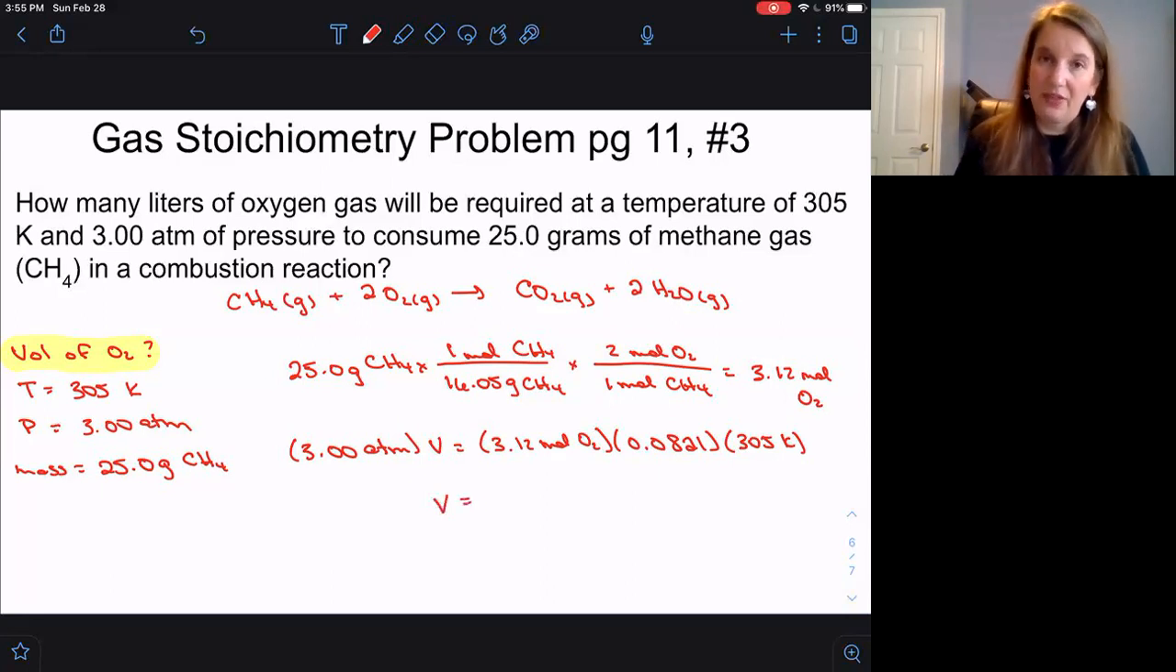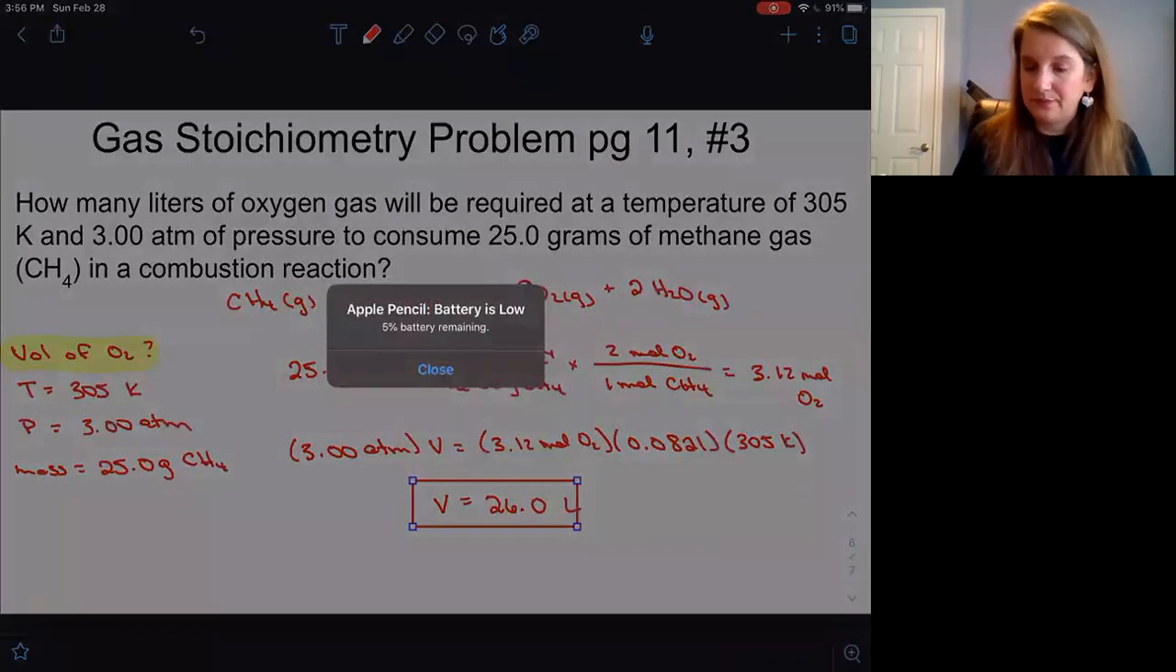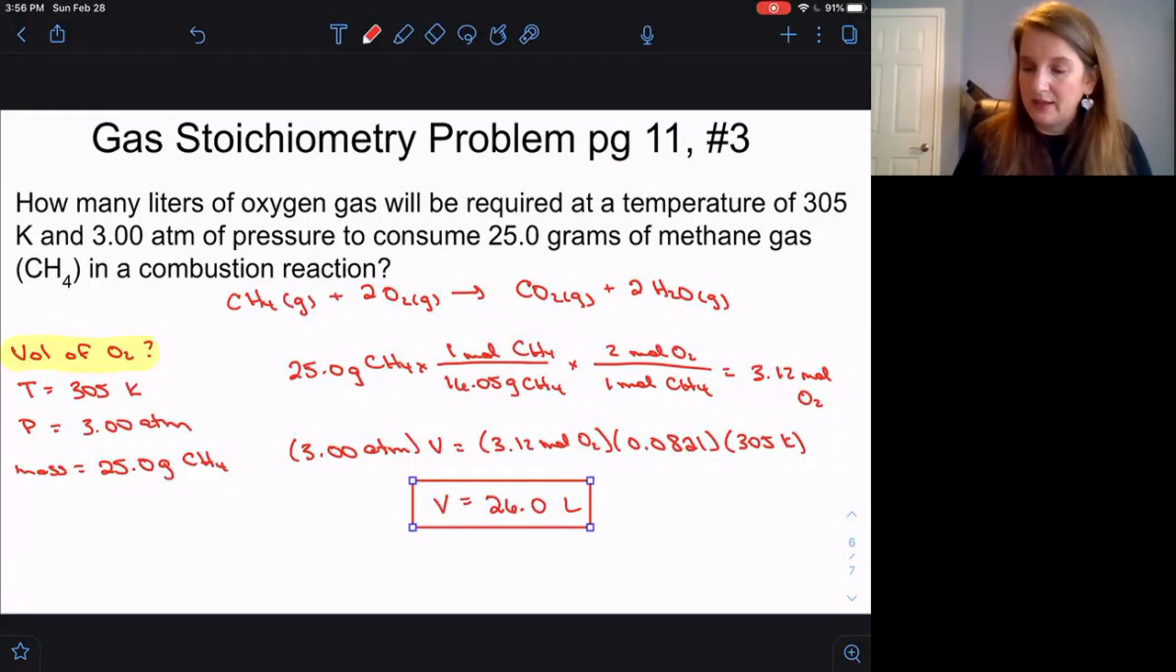Now I'll be able to have 3 sig figs in this answer. So my answer would be 26.0. I'm solving for volume. And in PIVNERT, that unit is going to be liters. And that's how you use the ideal gas law and stoichiometry. So if you have any questions, go ahead and let me know as you work out the other problems in your packet.